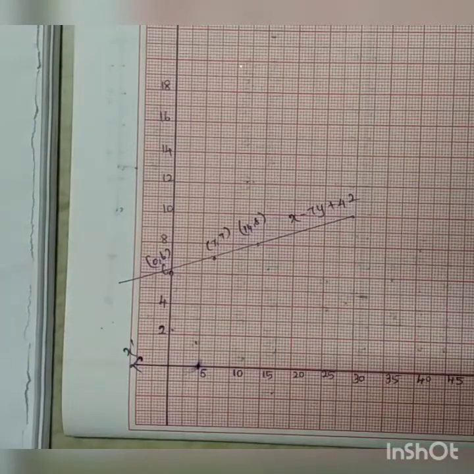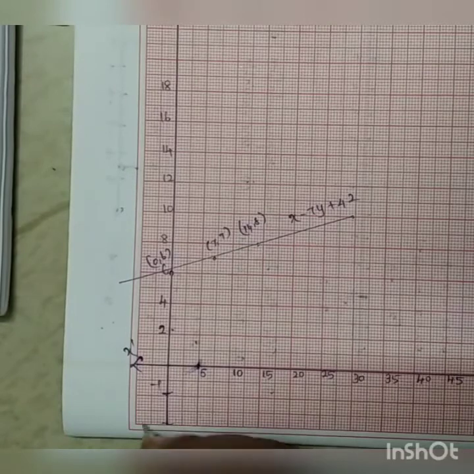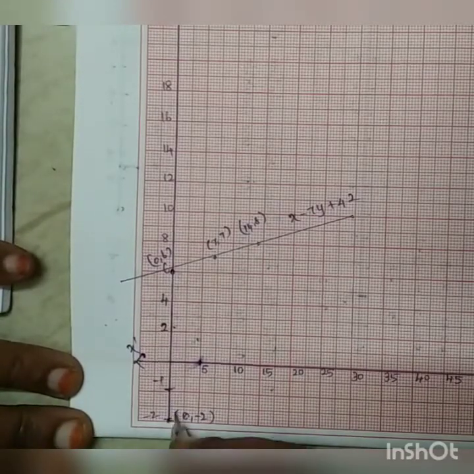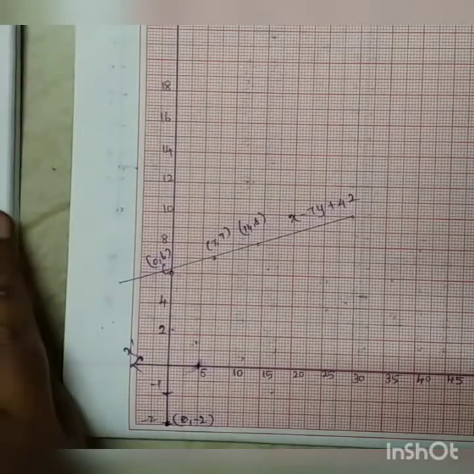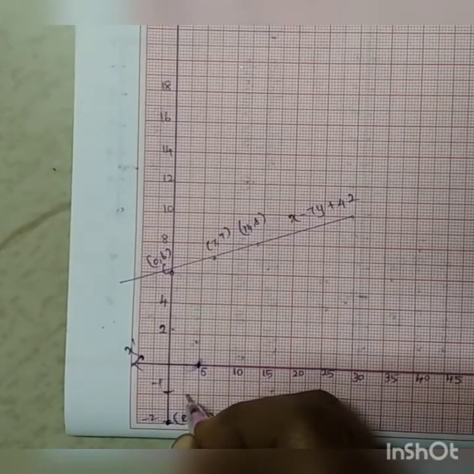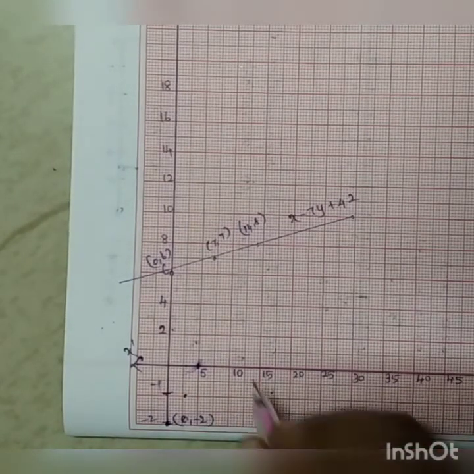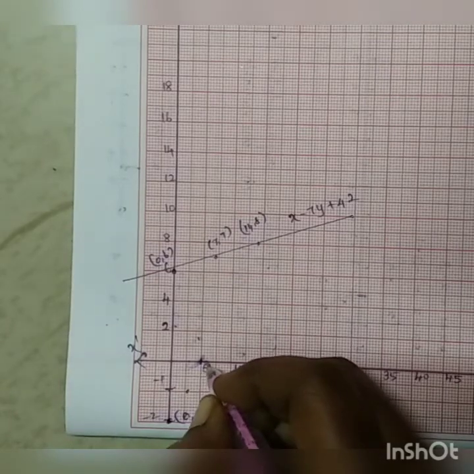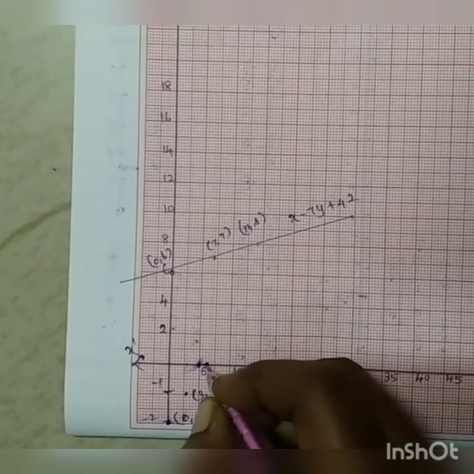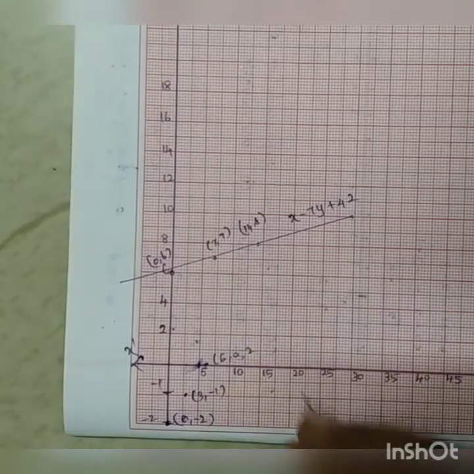Now the second one we have to plot. The second is 0, minus 2. So this is minus 1, and here minus 2. So this is 0, minus 2. Next value is 3, minus 1. So this is 3, minus 1. Next value is 6, 0. So this is 6, 0.